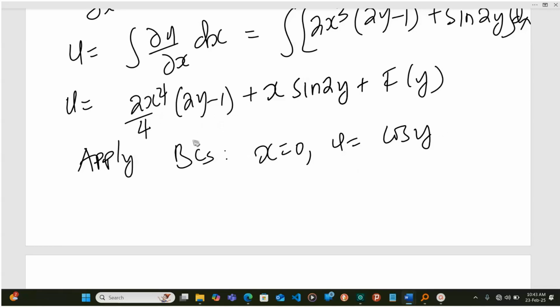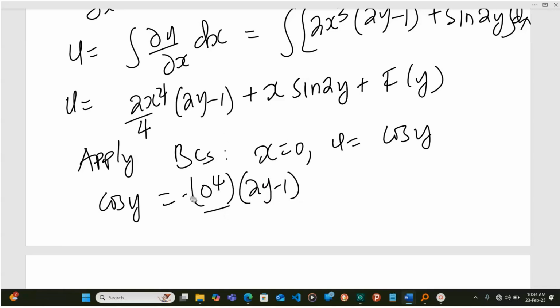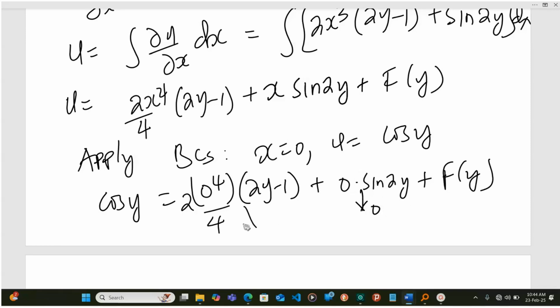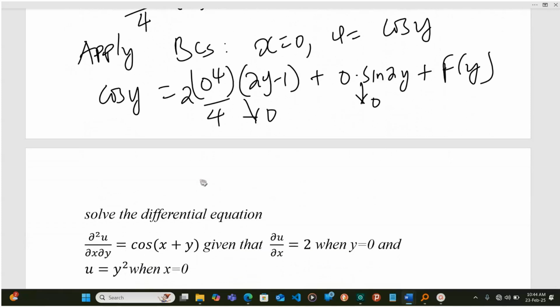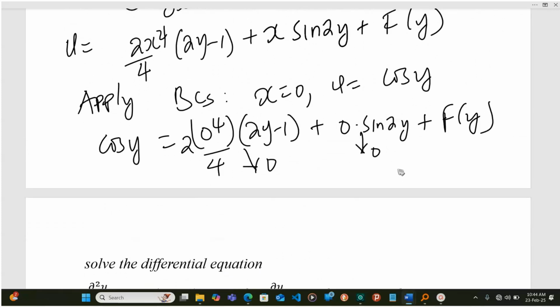So we put in those conditions, and this is going to be cos y will equal to, this is going to be 0, because 0 to power 4 into 2y minus 1. Obviously, this is 2 out of 4, okay, plus 0 times sine 2y plus f of y. So all of these go to 0. This is 0, and that is 0. What is cos y? So f of y will equal to cos y.